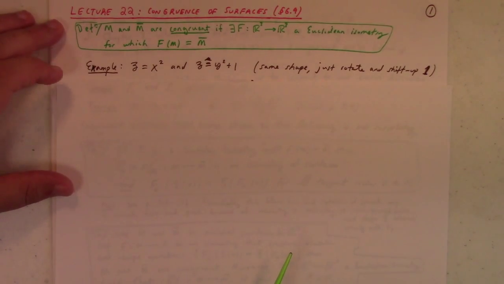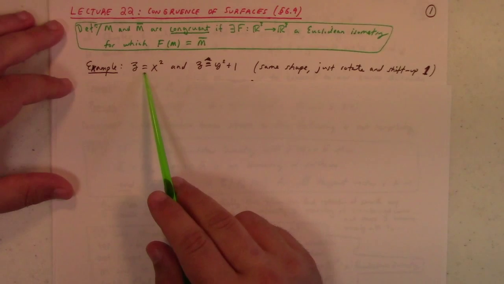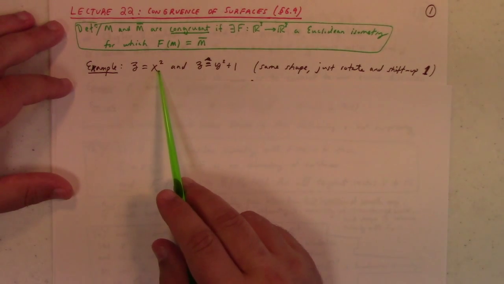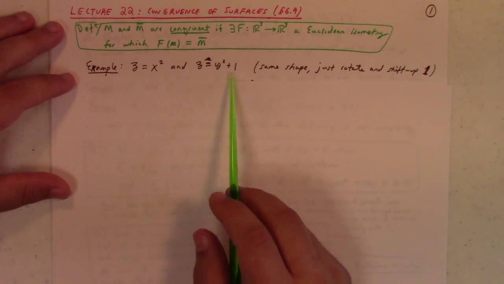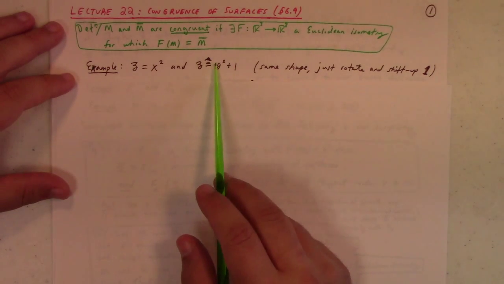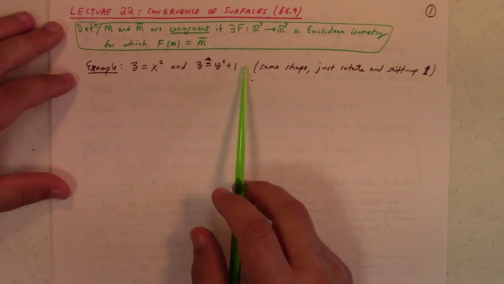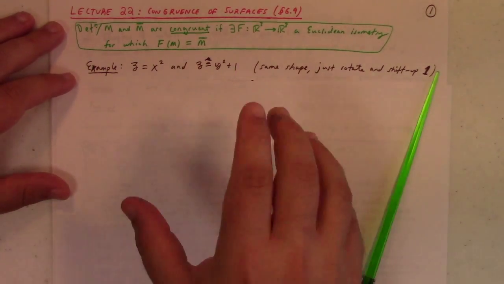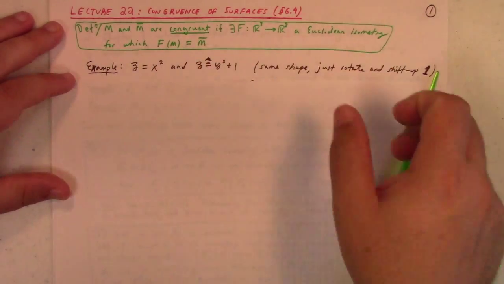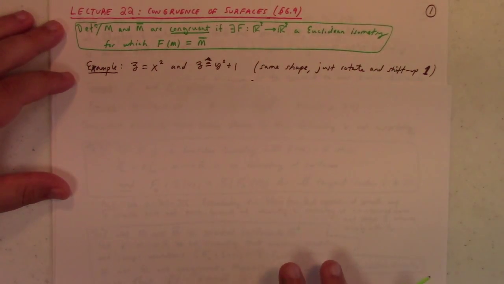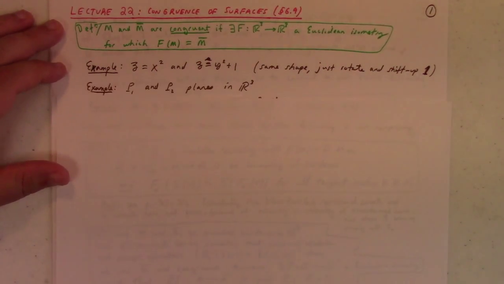So some simple examples. You could take, for example, a paraboloid. Actually, this is like a parabolic trough, really. So it's a trough, z equals x squared, and that's isometric to z equals y squared plus 1, because you just take the x squared, basically rotate the thing, and then just shift up 1 unit, and it's a rigid motion that takes you from one to the other.